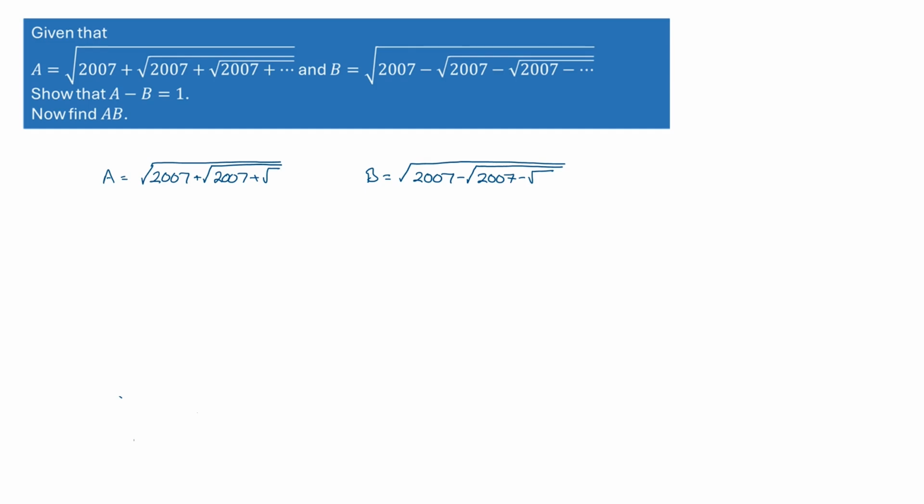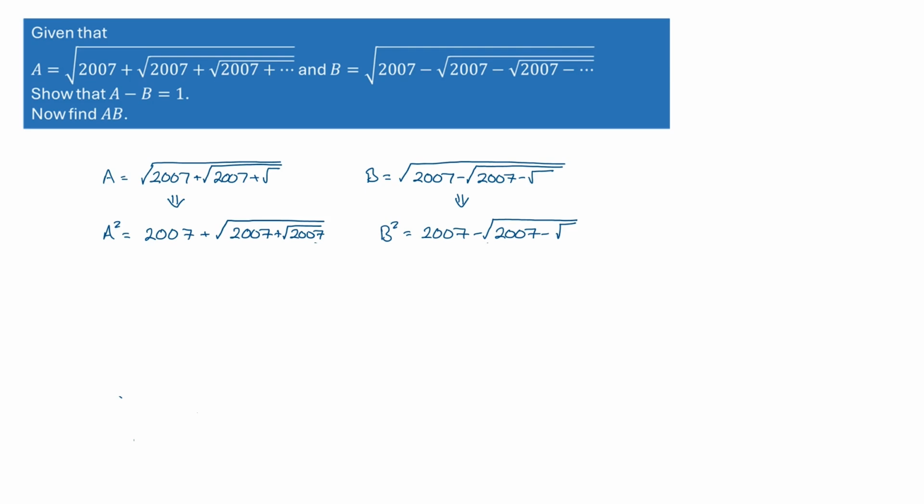What could I do? Well, in this case, because I've got the square root of something, I could square both sides. So on the left-hand side, I've got A squared equals, and now if I'm doing the square of a square root, the square root is going to go away, and that leaves me with A squared equals 2007 plus, notably, another infinite sum. Do the same with B, so B squared is equal to 2007 minus something, which again is another infinite sum.